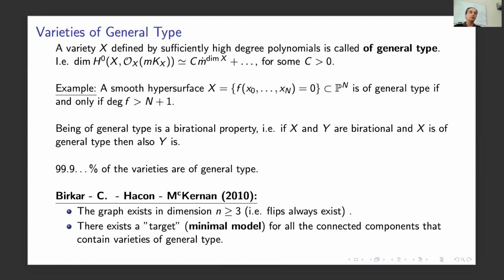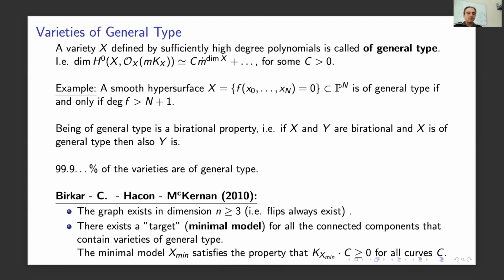It could be that there is more than one target, but actually, it's possible to show that there are at most finitely many minimal models inside the connected components of a variety of general type. And many more properties are known. But for the time being, let's focus on the fact that we can always find a minimal model, something that represents our variety in a nice way.